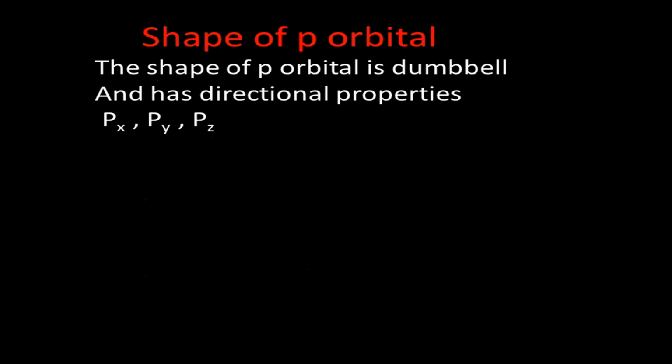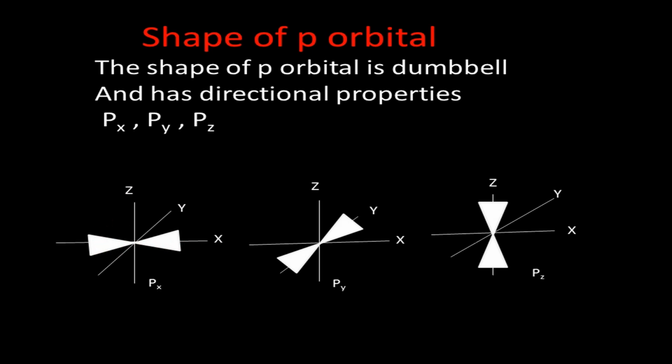Shape of p orbitals. The shape of p orbital is dumbbell, and it has directional properties, that is px, py, and pz. Those are the orientations. The shape of px is in the direction of x, this is the xy plane, same as py in the direction of y, and pz in the direction of z.